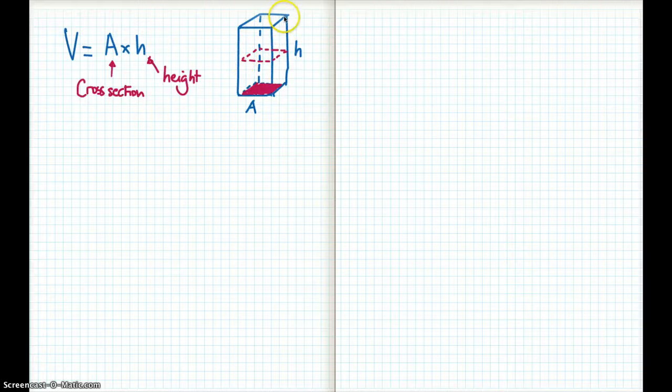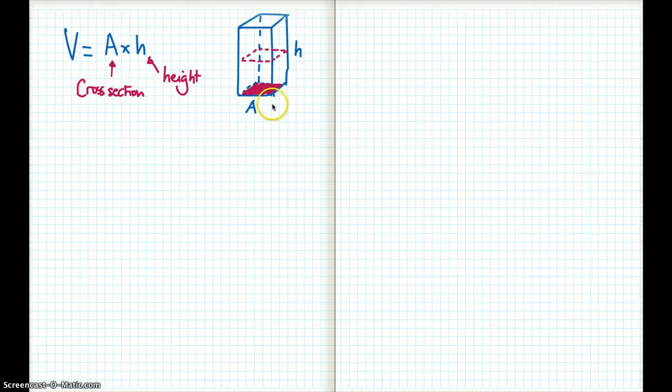It means the bit that is the same no matter where in the prism you go up. This shape, if you cut the prism, it's going to be the same shape. So it's the area of the shapes that is repeated all the way along the prism. And that distance along we call the height in this case. So that's the way to work it out.